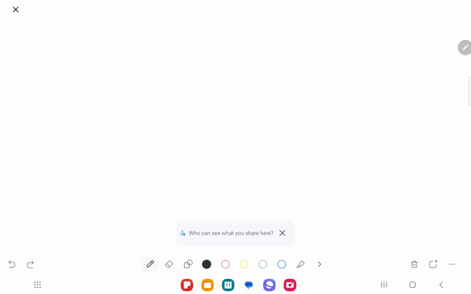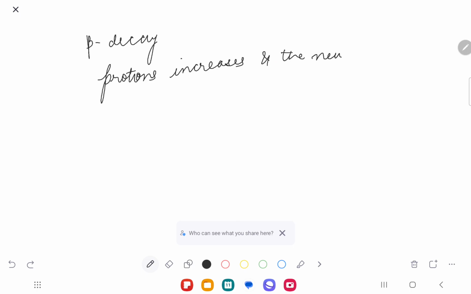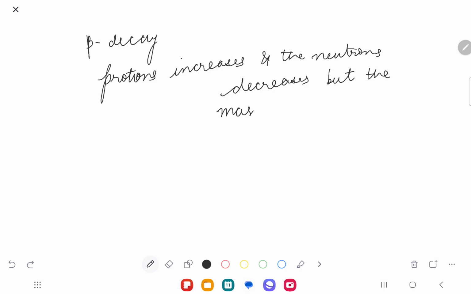So my point is that in a beta decay, the protons increase and the neutrons decrease. But the mass number remains the same. Yes or no? Yes. The mass number remains the same.